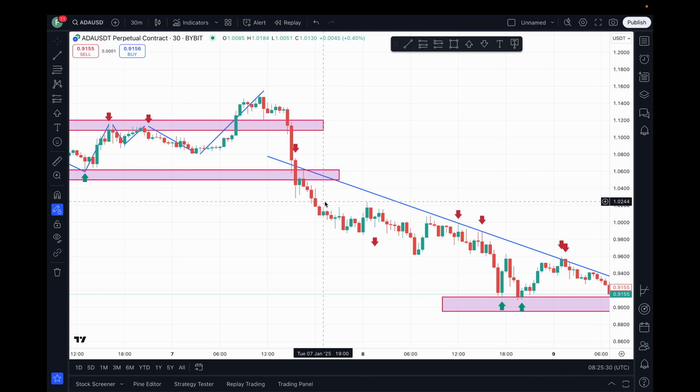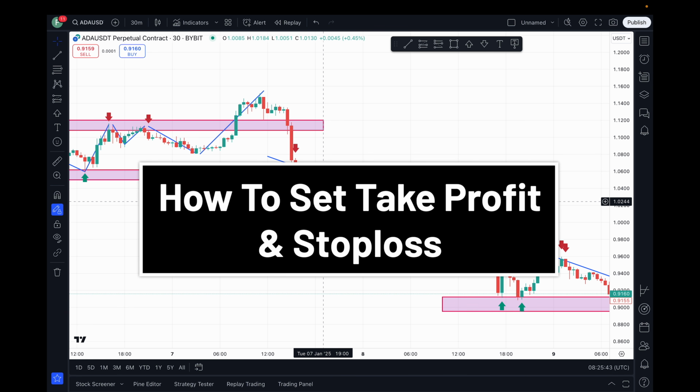The next thing is, how do you set your take profit and how do you set your stop loss in a trade like this? So let's say, for example, you've done your analysis, you've done your support, resistance, trend line, candlestick patterns, everything, and then you've entered the trade. Now, how do you set your take profit and how do you set your stop loss? Now, there are three ways to do that.